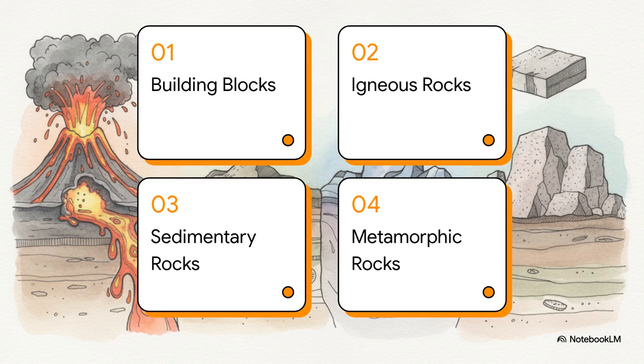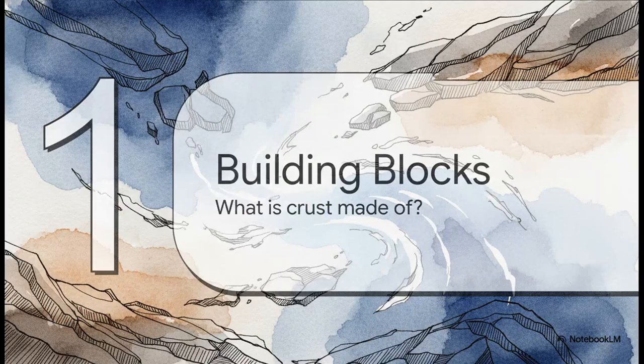We're going to start with the basic building blocks of Earth, then move right into igneous rocks with their molten origins, explore the rebuilt fragments that make up sedimentary rocks, and finally wrap up with the extreme alteration of metamorphic rocks. Okay, Section 1, the building blocks of Earth. What exactly is the crust made of?